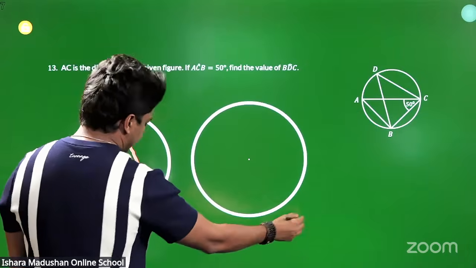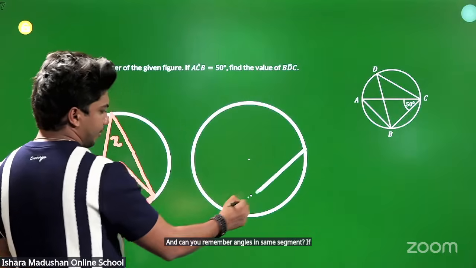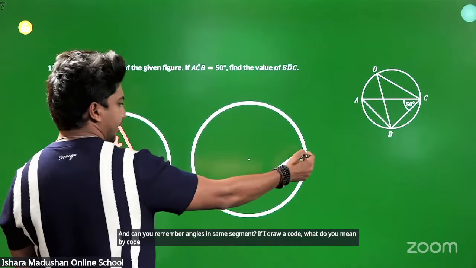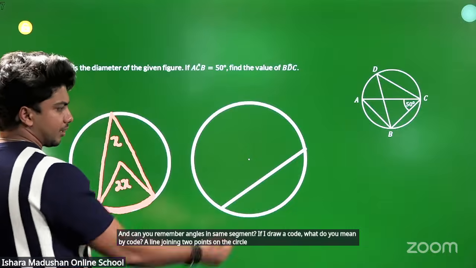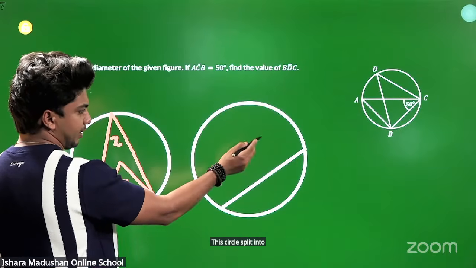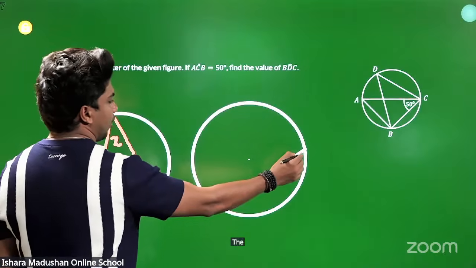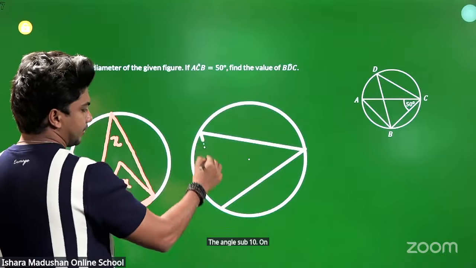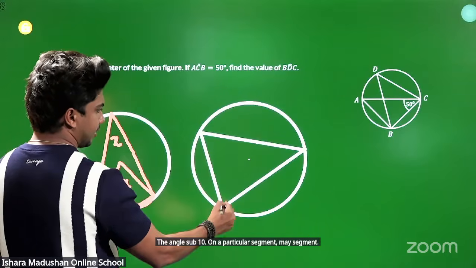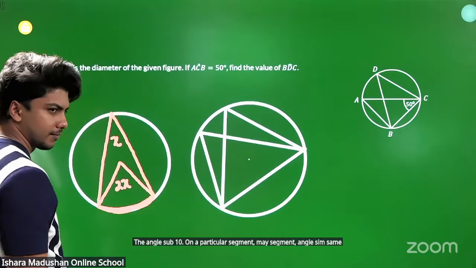And can you remember angles in same segment? If I draw a chord, what do you mean by chord? A line joining 2 points on the circle. By a chord, this circle is split into 2 segments, major segment and minor segment. The angles subtended by the chord on a particular segment are all equal. We call that angles in same segment.